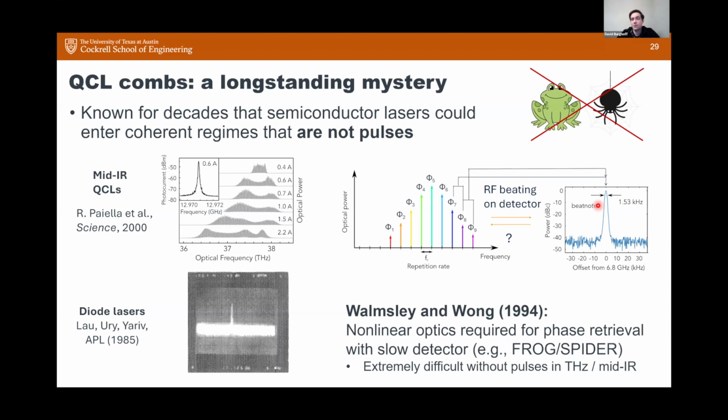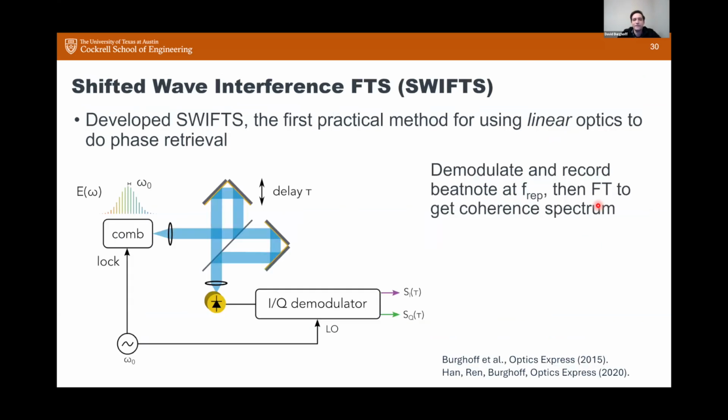And it turns out that these waveforms were not, at the time, people didn't necessarily know this, but they were actually not pulses for the most part. And so if you don't have pulses and you don't have high intensities and you're operating in the terahertz or the mid-infrared, then it's very hard to do nonlinear optics generally. And so this really held the area back.